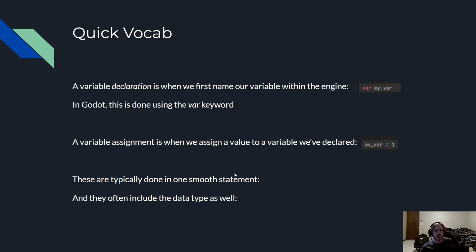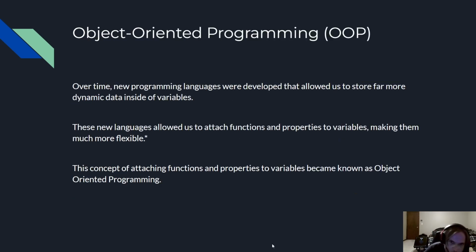These are typically done in one smooth statement like this, and sometimes they include the data type as well. So var my var int, you can see the data type right there, and it equals 1. So it has the variable declaration, the variable assignment, and the variable data type all in one neat line of code.